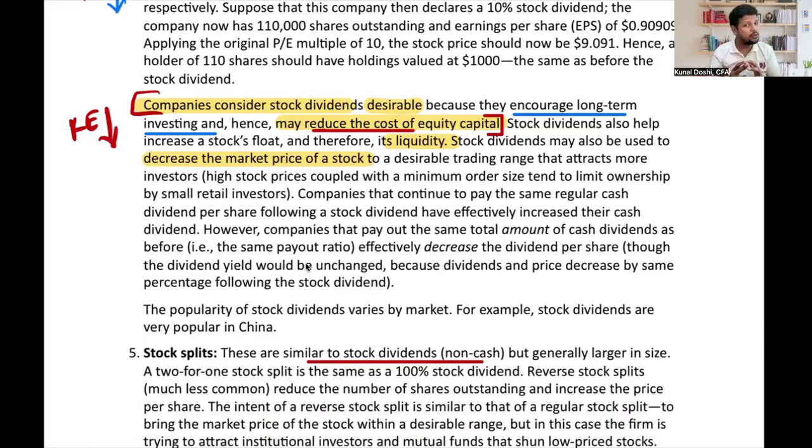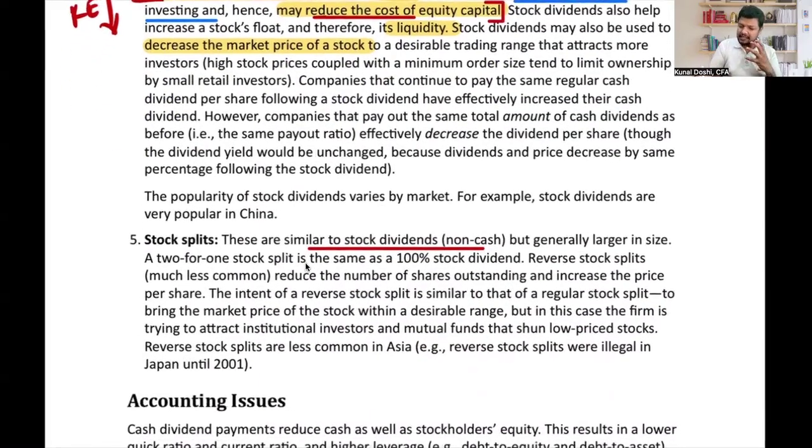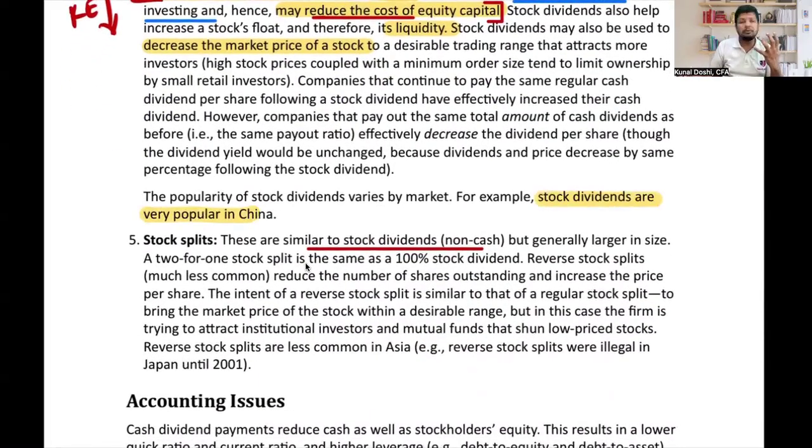One of the common reasons for doing both is that the company share price is too high. So by doing the stock dividend or stock split, the company's share price will reduce without actually affecting the market cap, right? These stock dividends are actually called by various names. They are popular in China as well as India. I don't know why the CFA Institute does not put India or any other country in the list. So they are very popular in many countries. In India, we call stock dividend bonus shares, right? So it has a different name in different parts of the world.